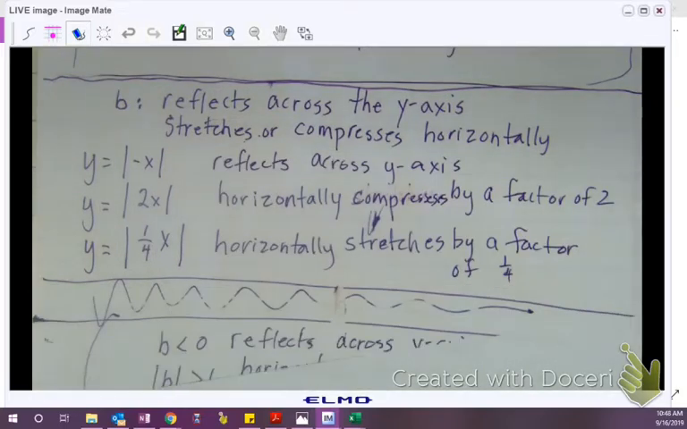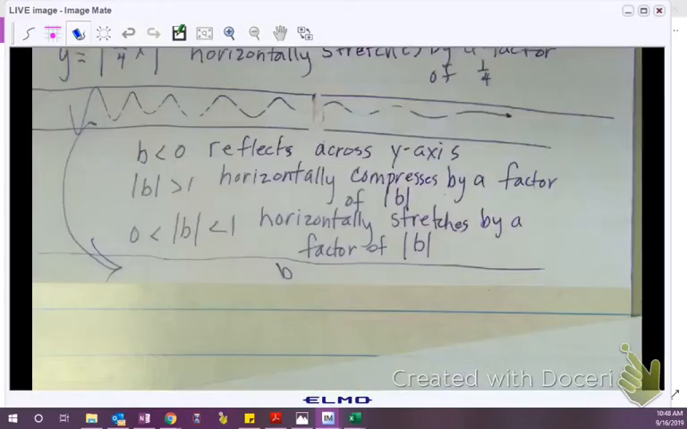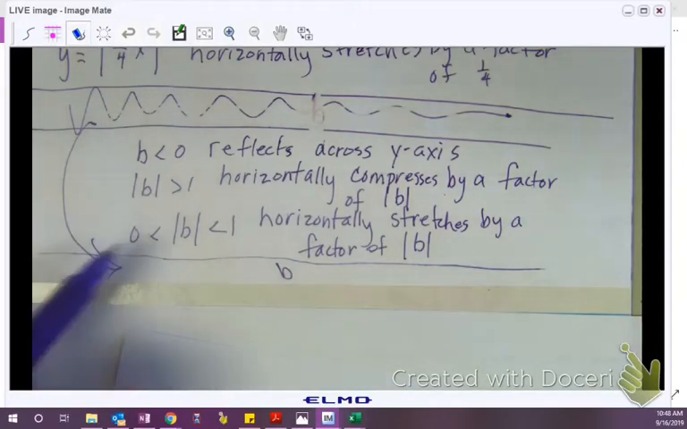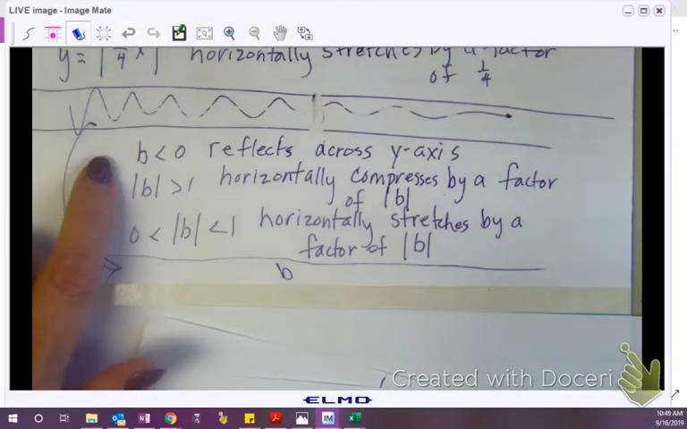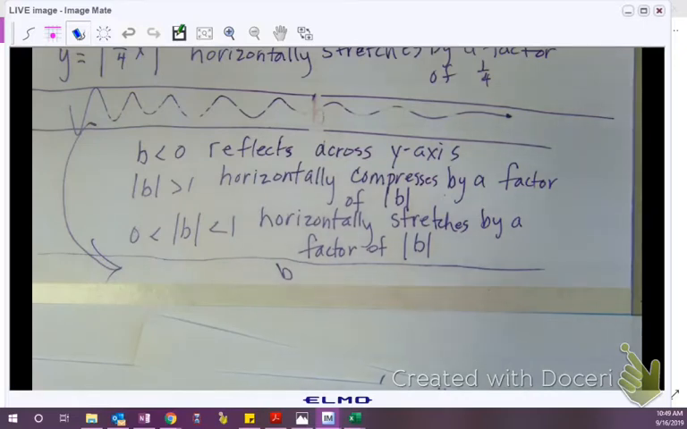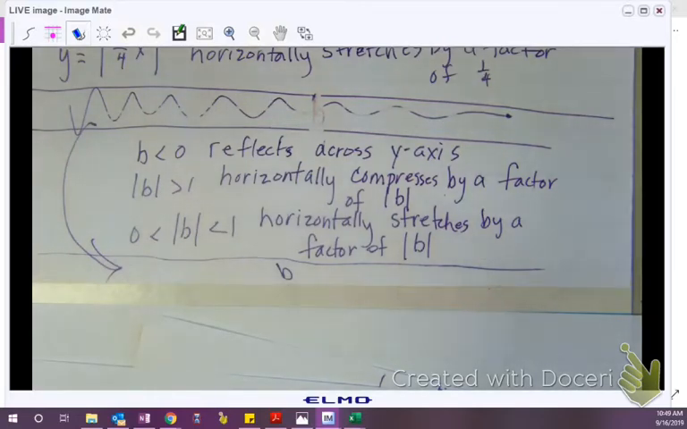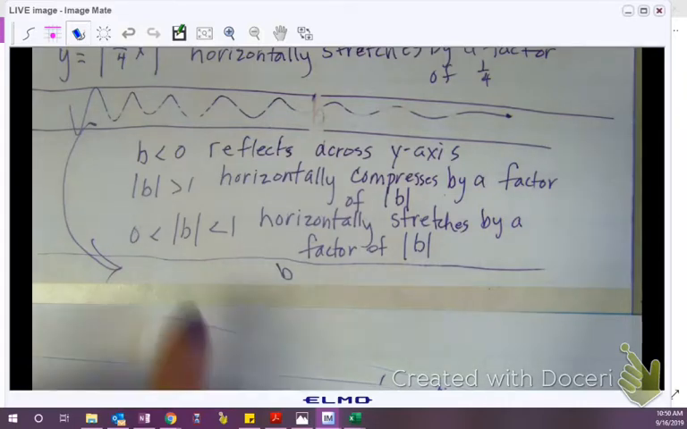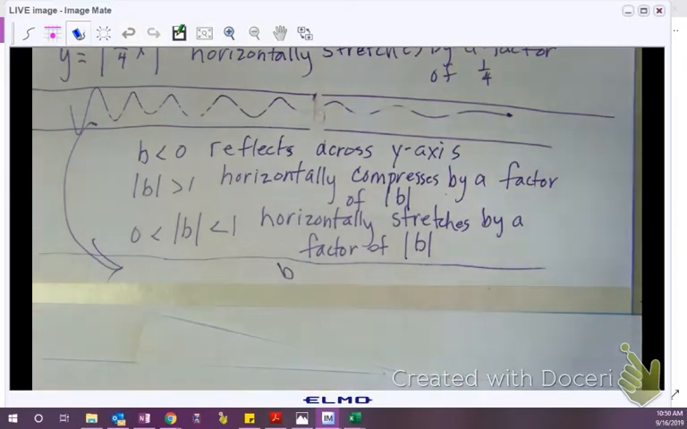So now I want you to copy the general information on this one, just like you did on the A. You need to copy this information onto your foldable on this page as well. So B less than 0, that means B is negative. It reflects across the y-axis. If the value of B is greater than 1, it horizontally compresses by a factor of the value of B. And if the value of B is between 0 and 1, it horizontally stretches by a factor of the value of B.